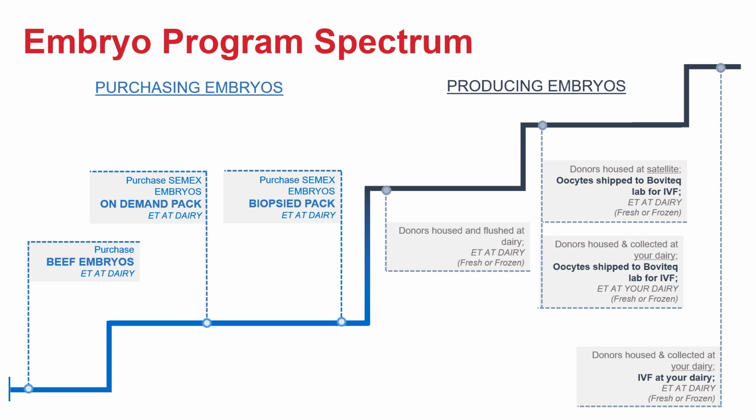On the right side of the diagram, we see more intense embryo programs involving the production of embryos from donors within the herd. And this can be achieved by conventional embryo transfer or by IVF strategies, whereby those oocytes are being shipped to Bovitec for IVF and then later implanted.